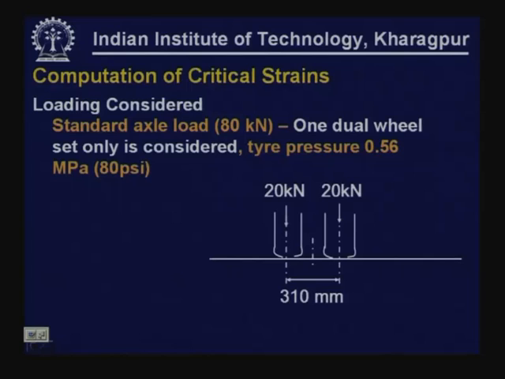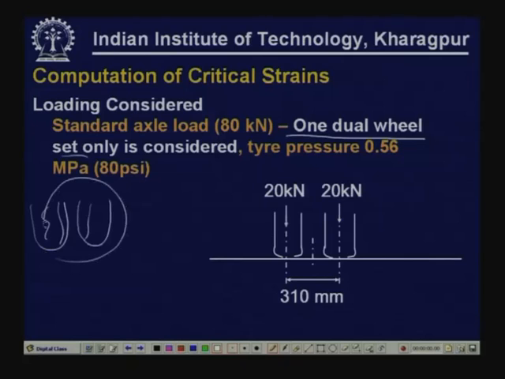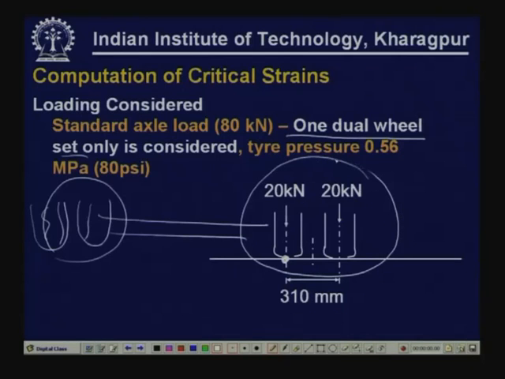But for analysis we consider only one dual wheel system, because the other dual wheel system is at such a distance that it will not have any significant effect on the parameters that we are calculating at these locations. So, normally instead of considering the total 80 kilonewton axle load, we consider only one dual wheel set and ignore the other set at the other end of the axle. When you consider half of the axle load, we have 40 kilonewton distributed over 2 wheels, this is the dual wheel set, 20 kilonewton each, tire pressure of 0.56 MPa.